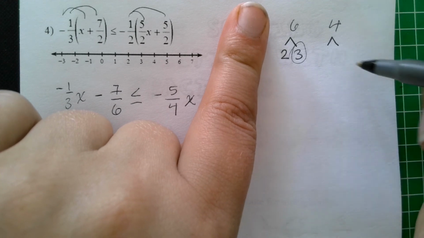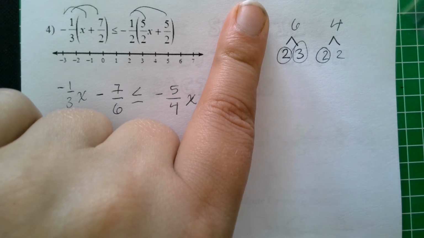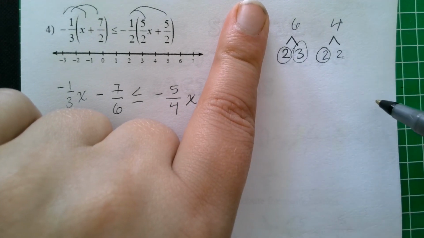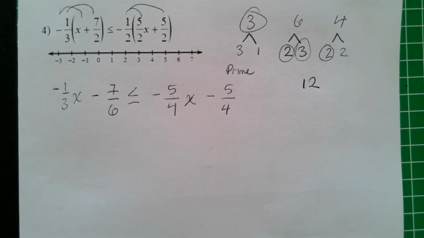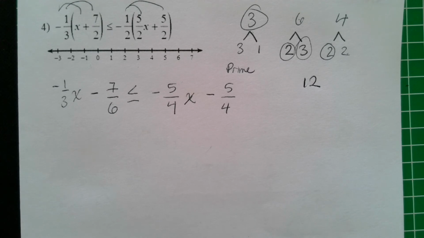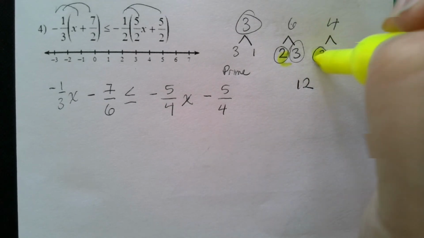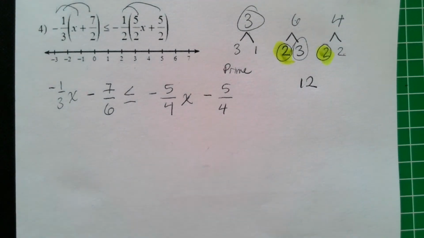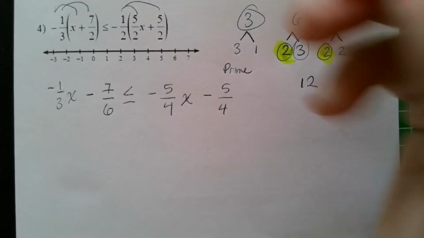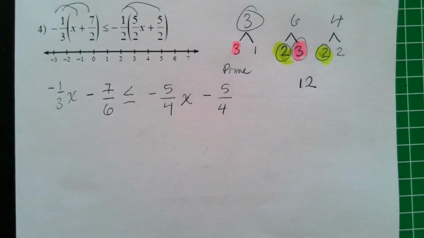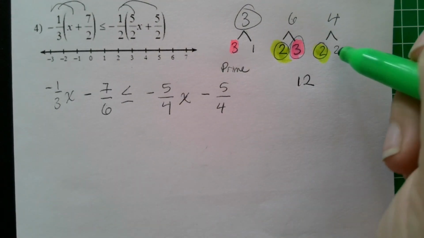What are my factors of 4? 2 and 2. See how this and this have that in common? So we're going to take 6 and just add the other one in. So it's going to be 12. I'm counting these 2's as the same 2 because they all had that in common, and I'm counting these 3's as the same 3, and that means the only one left is this 2.